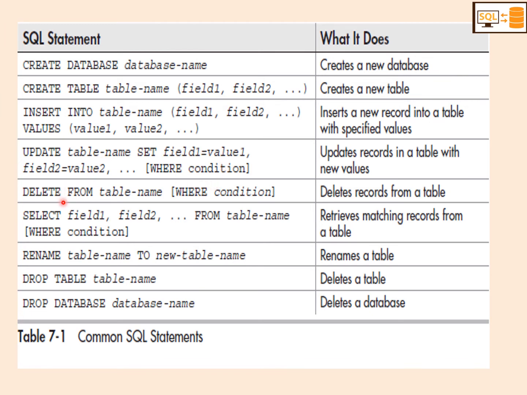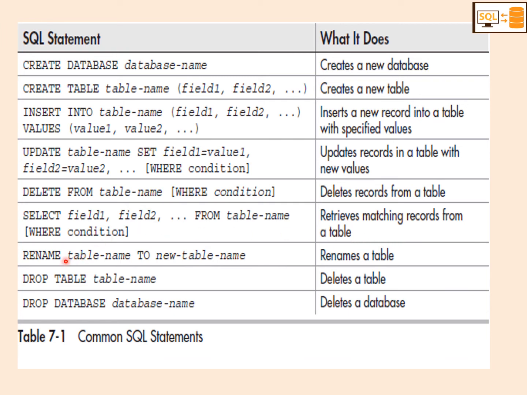Then another statement is the delete statement. So delete from, we have to specify the table name. Then using the where clause we can specify a condition. So it is used for deleting records from a table. Then next is the select query. Select field 1, comma, field 2. You have to specify all the attributes we need. That attribute name should be specified here. From, you have to specify the table name. If any condition is there, that condition can be appended using the where condition. So it retrieves matching records from a table.